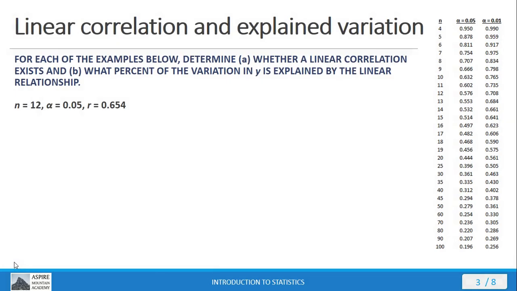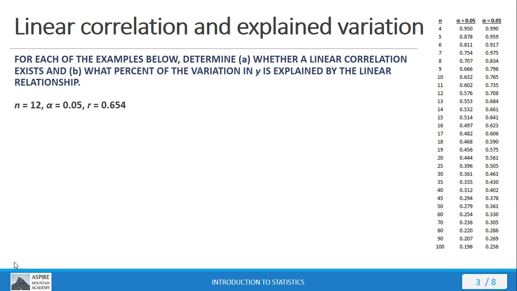Here are some examples for us to look at. Let's test our knowledge of what we just learned about explained variation. For this example, we're asked to determine whether a linear correlation exists and what percent of the variation of y is explained by the linear relationship.